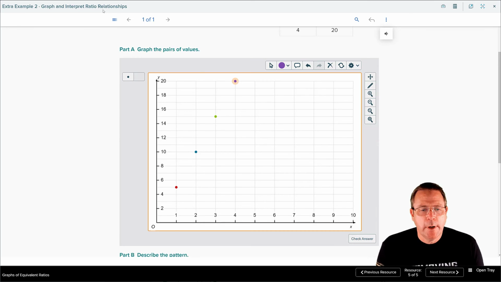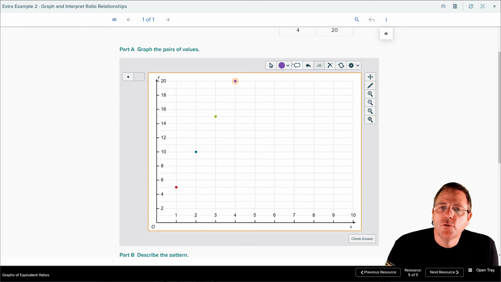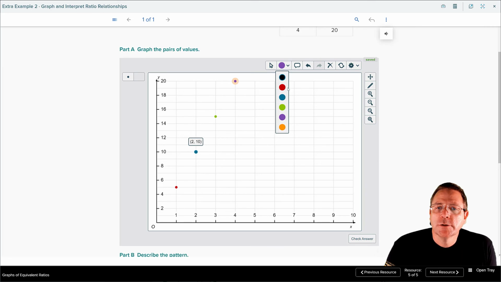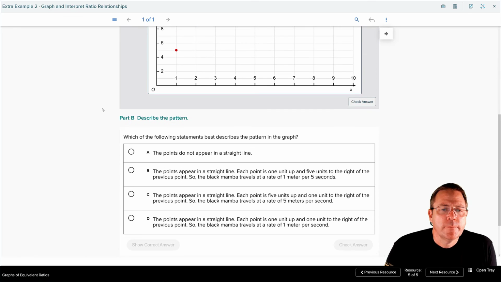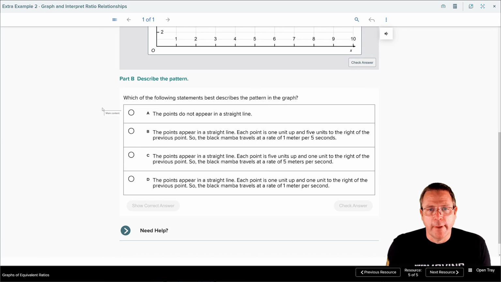Alright, you can see I went ahead and did mine. I plotted it. I even learned that I can use rainbows of colors by selecting the down arrow and selecting what color I want each point to be. I wonder if I could change a color. So if I have that, can I change that to be, I don't know, orange? I sure can. How about that for pretty? Alright, part B. Describe the pattern. Pause the recording and work on that.